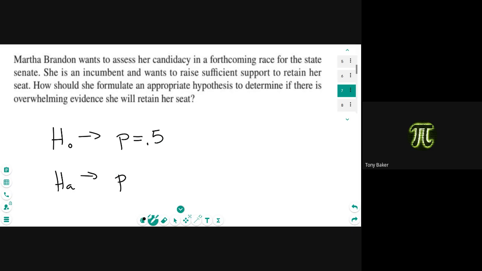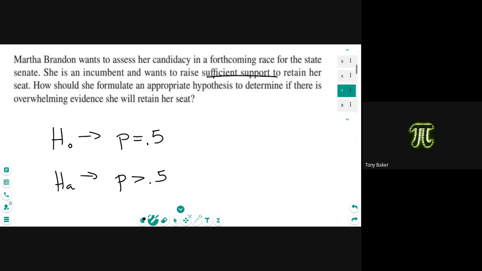The alternate hypothesis, she wants to have significant support, which means greater than 0.5. That's my alternate hypothesis. Technically, if you want to look at it, yes, but in this case, you're never going to say less than. The null hypothesis is always going to be equal. Because you're going to see once we start doing the test why that other part doesn't matter anyway.